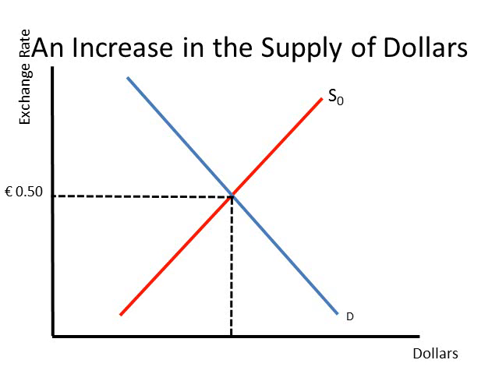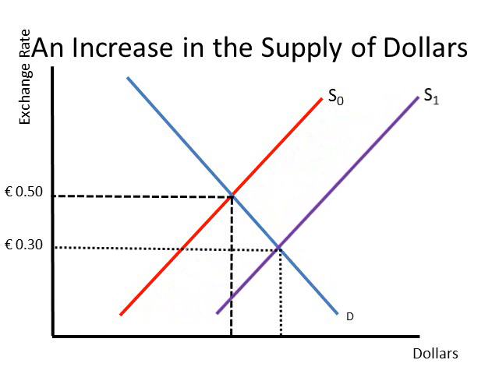If the Federal Reserve increases the amount of dollars through an open market operation, what will happen to the exchange rate? The increase in dollars will cause the supply curve to shift to the right, causing the US dollar in this case to depreciate in value.